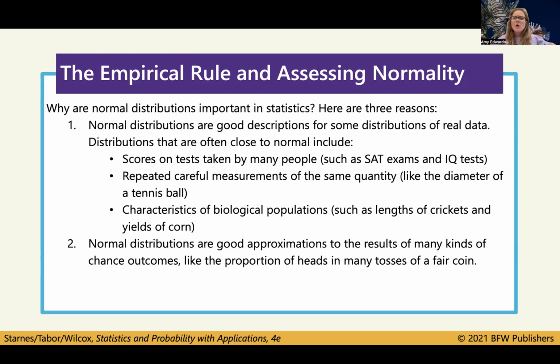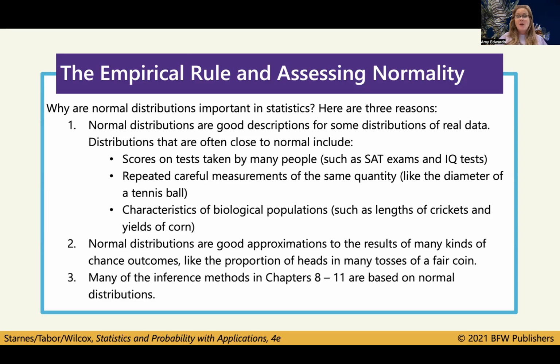Maybe you're flipping a coin, maybe you're rolling a die. And then when we get to chapters 8 through 11, you're actually going to be able to take data and run tests on it. And those are based on normal distributions. Trust me, you want things to be normally distributed because it makes finding results a lot easier.